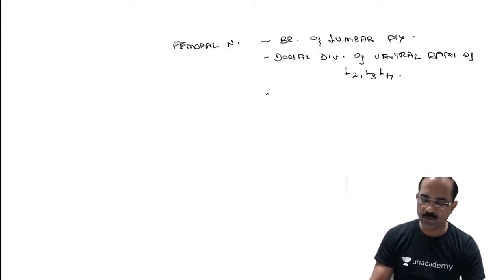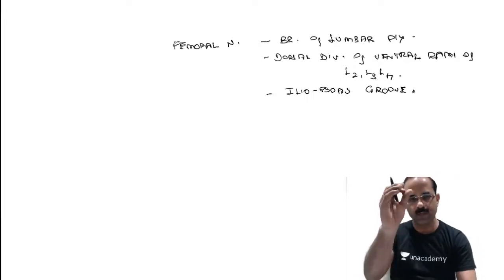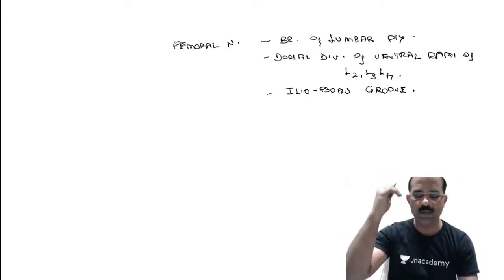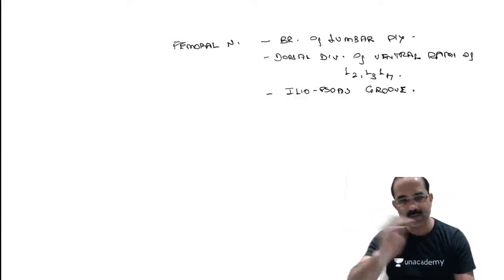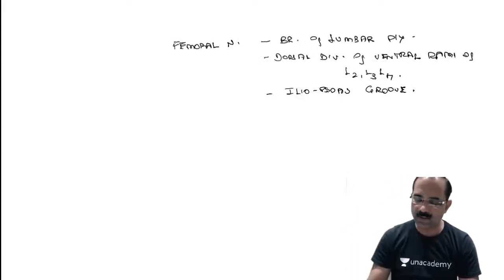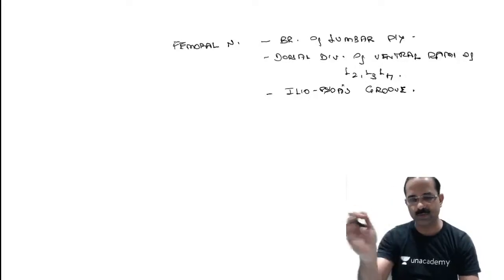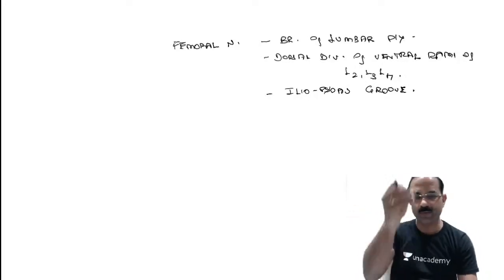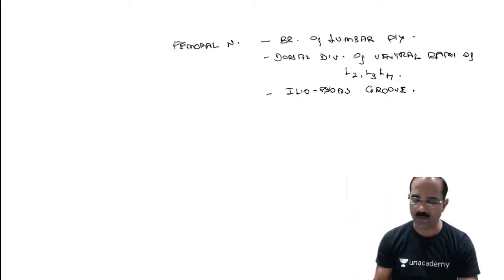Now, the femoral nerve lies in a groove. Which groove does it lie in? The iliopsoas groove. Just remember this, these are very important options for the MCQ, students. The femoral nerve lies in the iliopsoas groove, that's between the iliacus and the psoas major. If you just find that groove, you are going to get the femoral nerve in that groove.